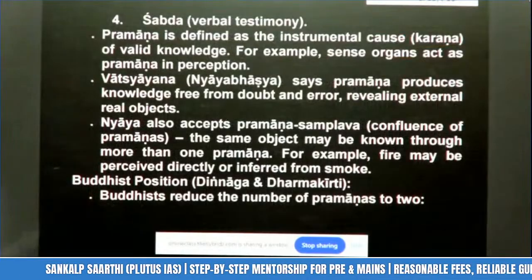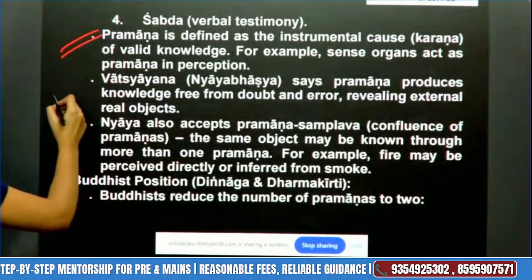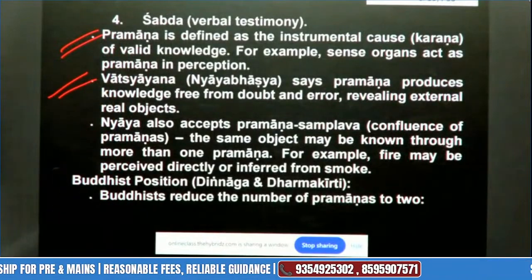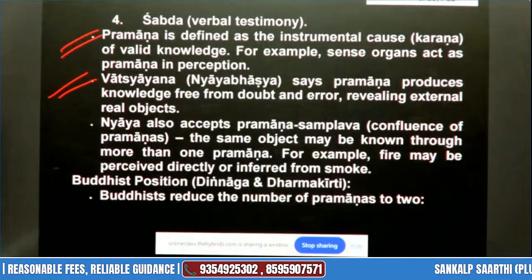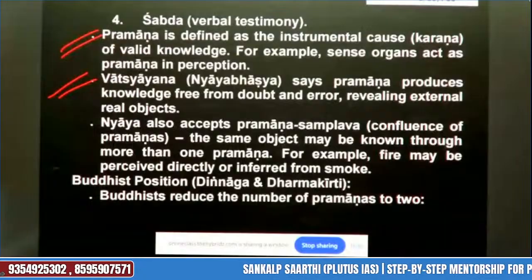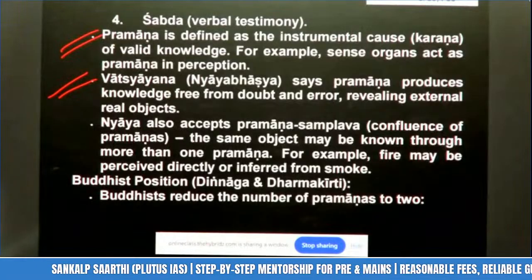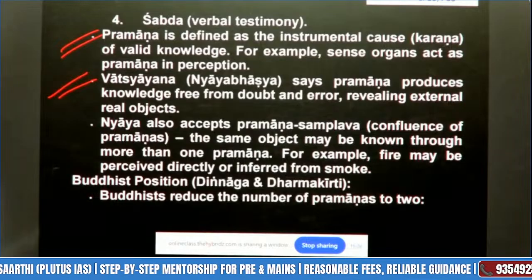And shabda. Pramana is defined, then you have to write the definition of Pramana, right? Then you have to write Vatsyayana. It says that Pramana produces knowledge free from doubt and error, revealing real objects. Nyaya also accepts Pramana Samplava. The same object may be known through more than one Pramana. For example, fire may be perceived directly or inferred from smoke.